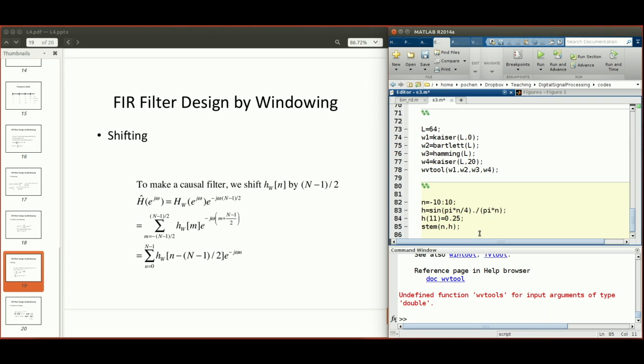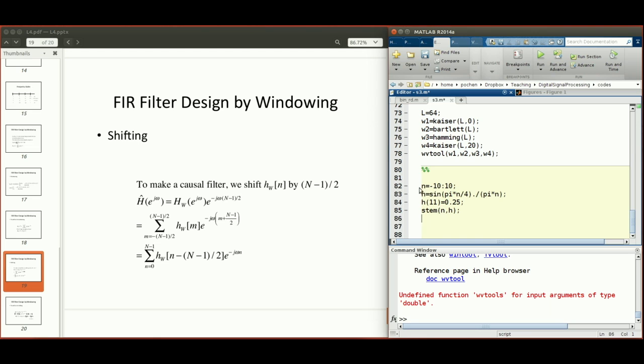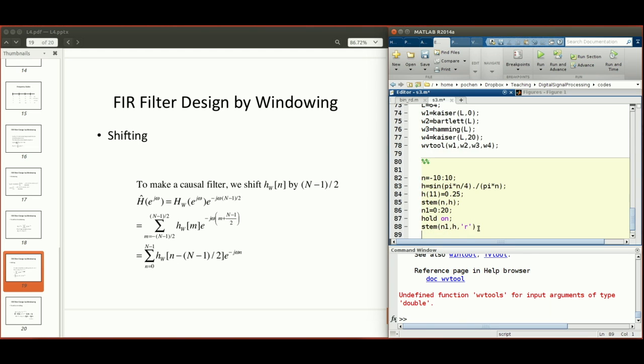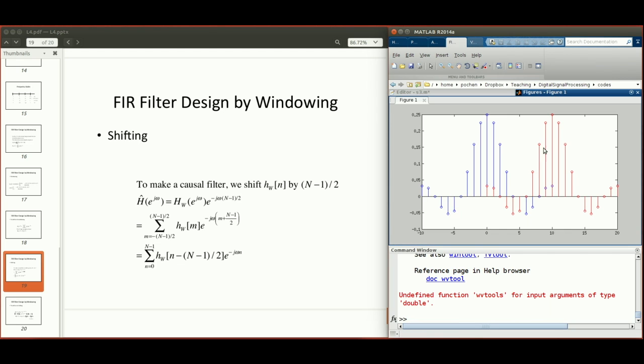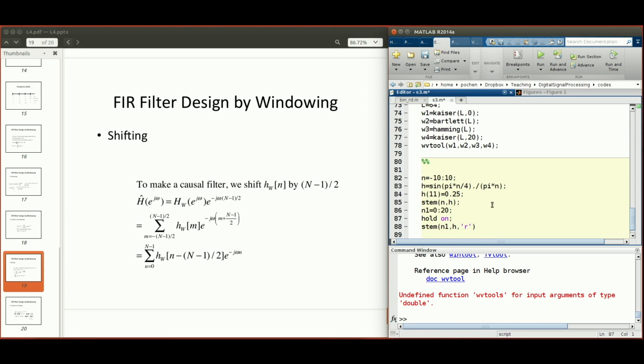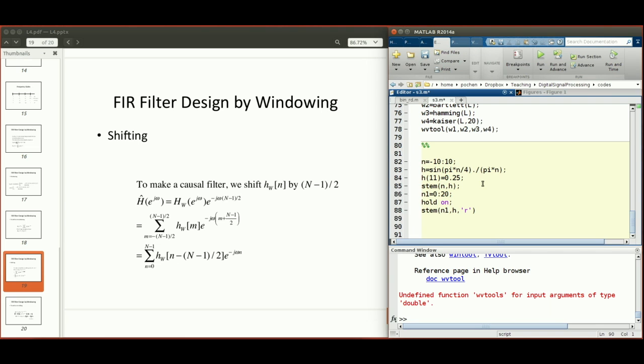In order to shift it, all we have to do is change the range of n. So we give it a new horizontal axis that goes from 0 to 20. If we hold on to the old plot and then stem n1, h, that's going to be in red. So the red impulse response is the shifted, windowed impulse response. That's the third step, because we are using a boxcar as the window.